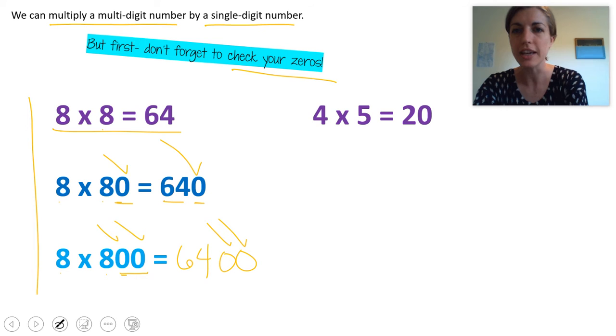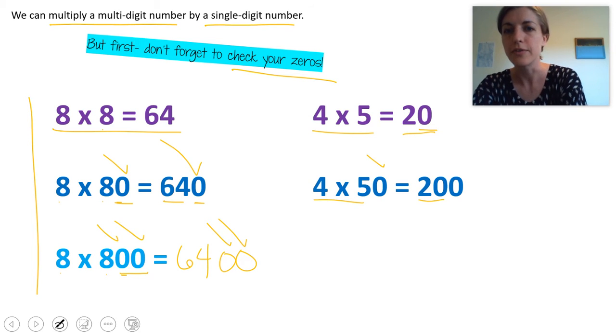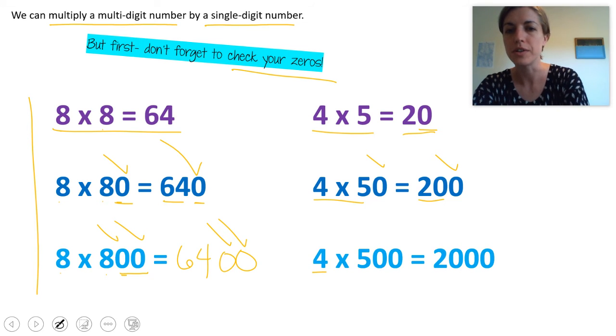It's a little bit tricky if your product already has a zero in it, like in 4 times 5 equals 20. So then just make sure that you're thinking, okay, 4 times 5 equals 20. 4 times 5 tens equals 20 tens. Or 4 times 5 hundreds equals 20 hundreds.